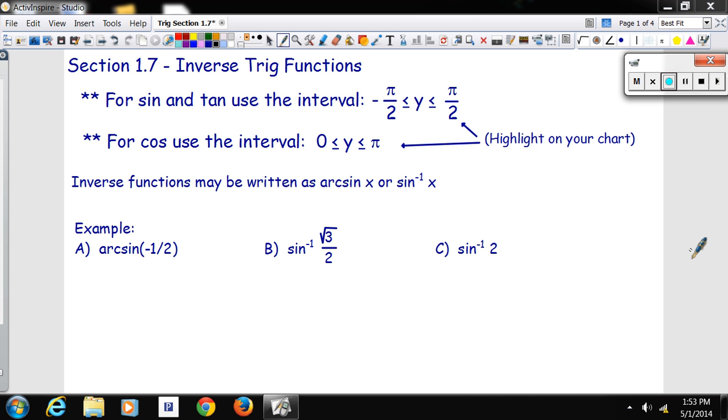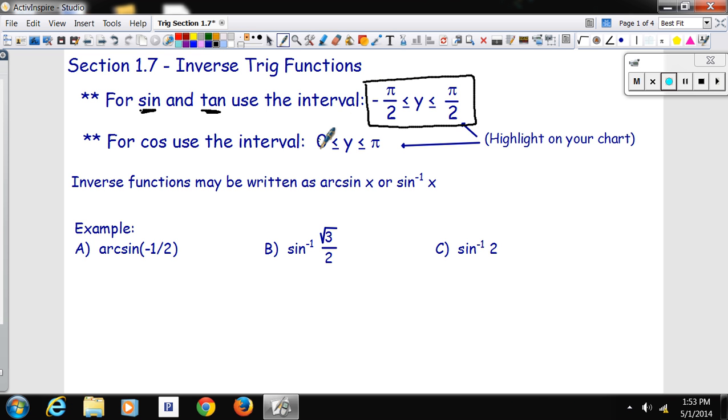All right, take a look at the chart, and the very first part here says for sine and tangent, we're going to use this interval on our chart. When we're looking for an angle, we're going to use the interval of negative pi over 2 to positive pi over 2. We're going to look at your chart here, and we're going to color it a little bit today, or highlight it, or outline it.